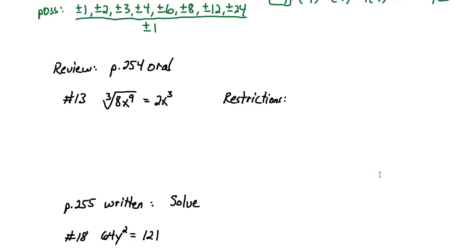For the review assignment, we're given an equation, and we're asked, what are the restrictions on x? There is a variable inside of a radical, but the radical is an odd indexed radical. So it's okay if this is negative. So this one has no restrictions.